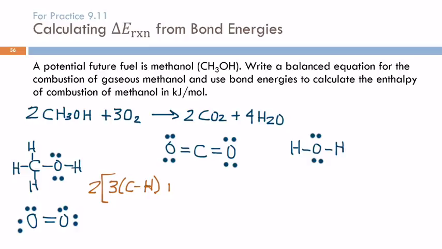Carbon-oxygen. We have a carbon-oxygen and an oxygen-hydrogen. We have 1 hydrogen-oxygen bond and 1 carbon-oxygen bond. The 2 on the outside of the brackets takes care of the fact that we have 2 moles of that. Everybody with me? You can see how this can get a little messy. Then in the oxygen, we have 3 oxygens, and in each of those molecules, what bond do we have? An oxygen-oxygen double bond.